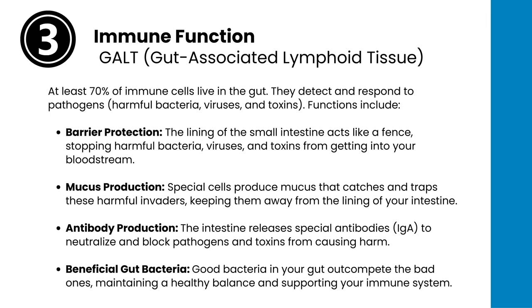So the functions of this immune system, the GALT, include barrier protection. So the lining of the small intestine is like a wall. It doesn't let things through. Then the mucus production. So, like the lining of the stomach, there is a mucus layer in the small intestine that traps invaders, keeping them out of the bloodstream. This is where our body makes IgA, which is a specific antibody to neutralize and block pathogens and toxins. And then our beneficial gut bacteria, our microflora.